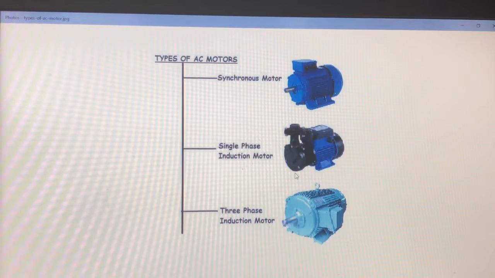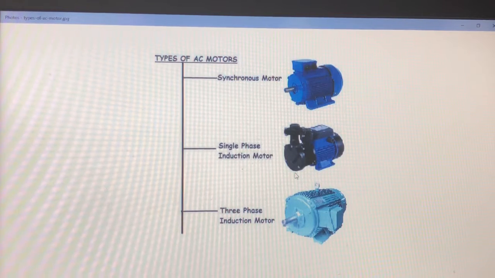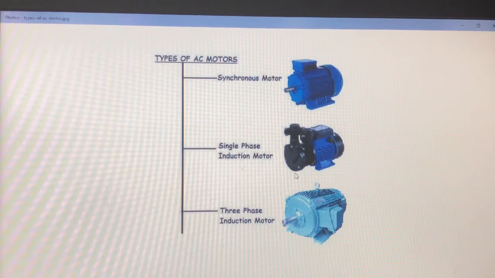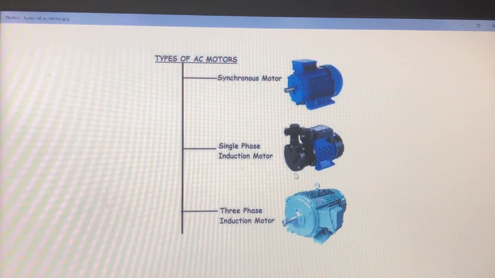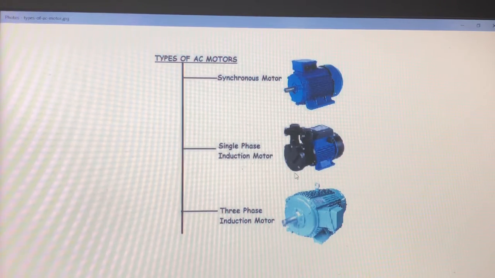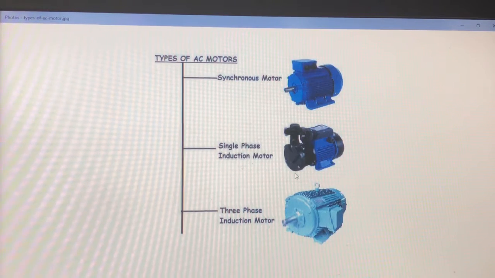For the application of AC motors, single phase is used in residential applications such as washing machines, furnaces and air conditioners. Types of single phase motors include shaded pole, split phase and capacitor. The shaded pole motor is used for computer cooling fans. The split phase motor is used for washing machines and small pumps. And the capacitor motor is used for refrigerators and air conditioners.